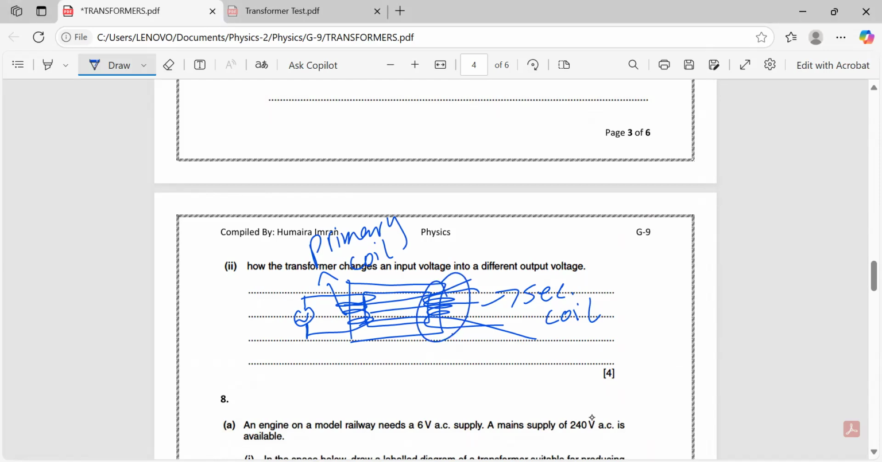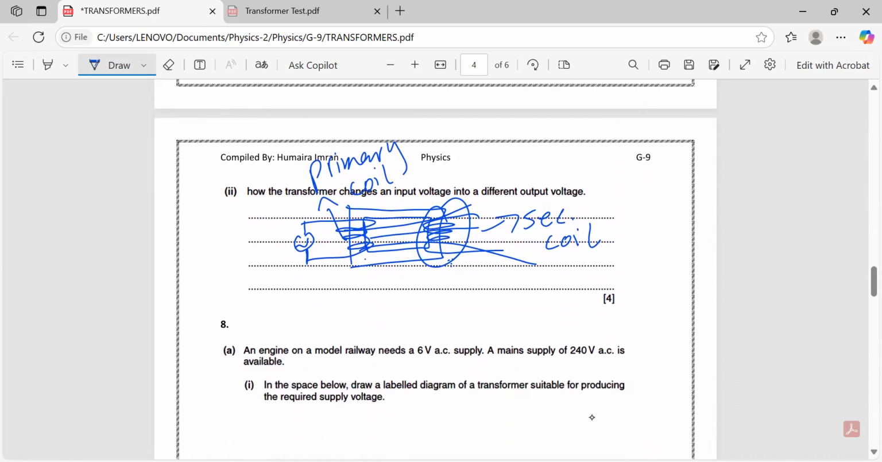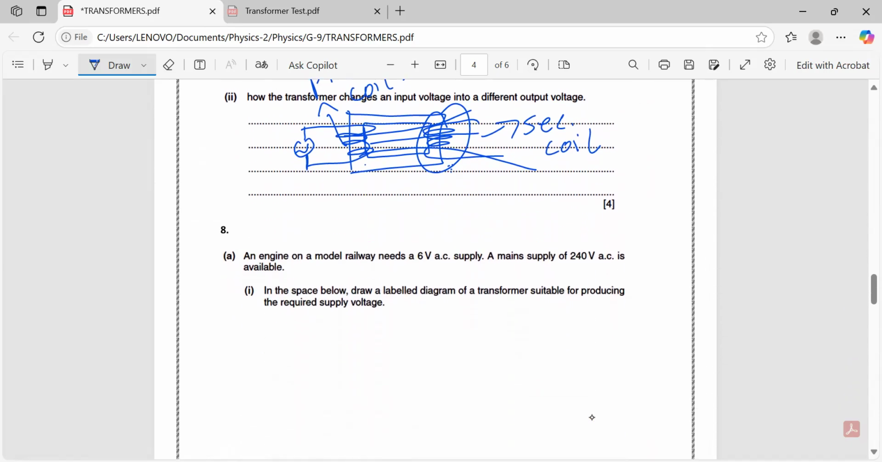More turns in the secondary coil means more EMF will be induced, and if there are fewer turns as compared to the primary, there will be less EMF induced in the secondary coil. So this is the answer of it, right?